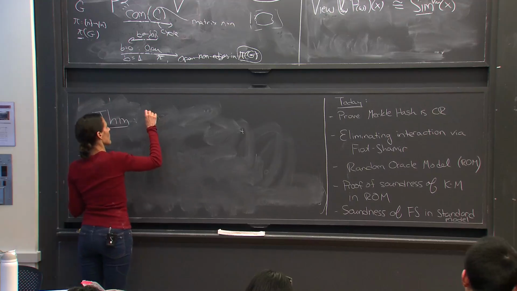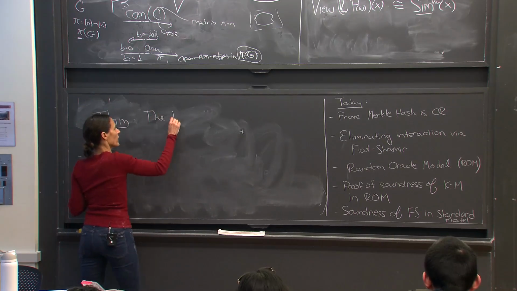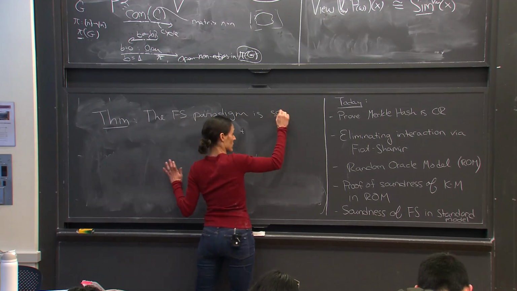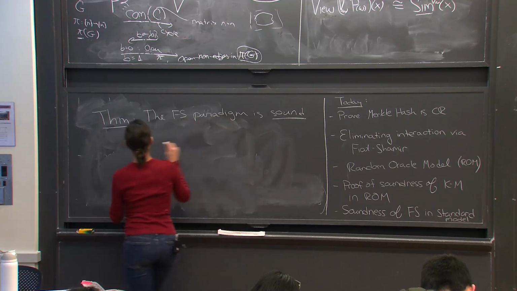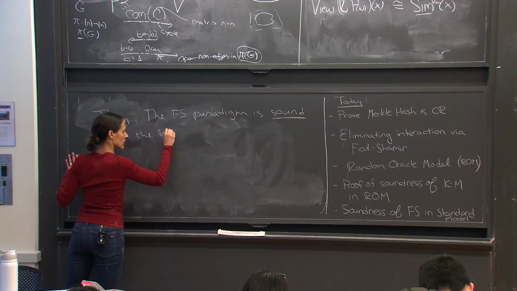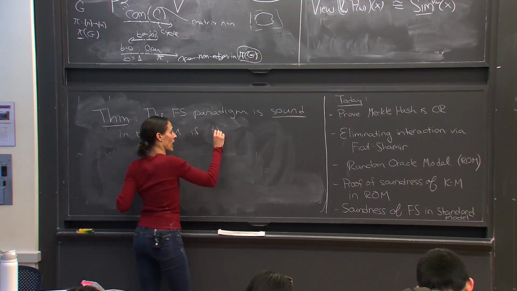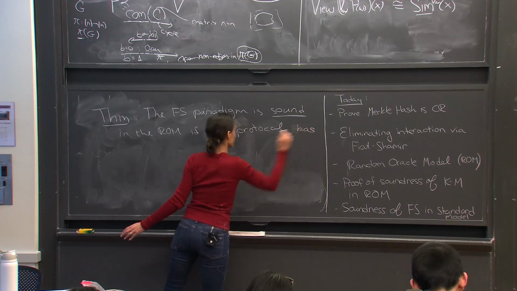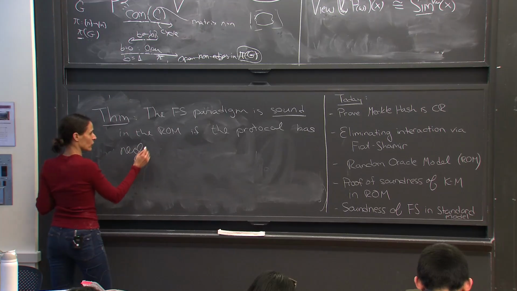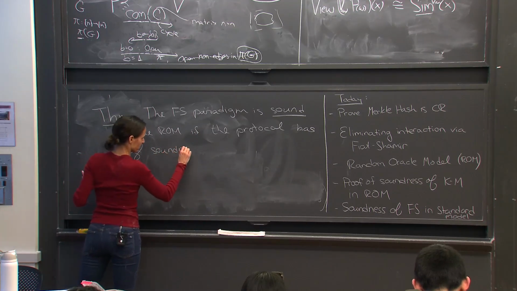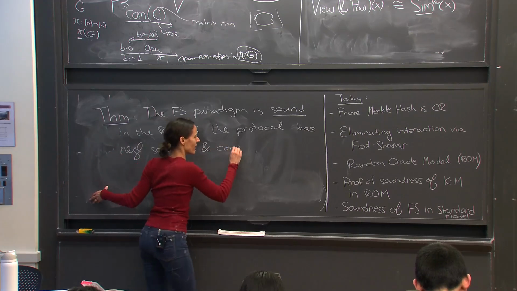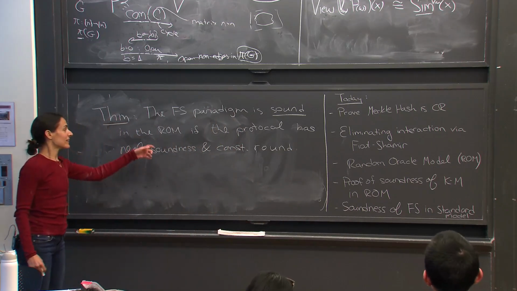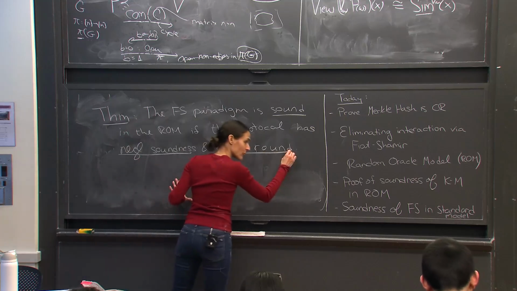So the theorem is that the Fiat-Shamir paradigm is sound, finally is sound, in the random oracle model, if the underlying protocol first has negligible soundness, and constant round. Okay, so if it has negligible soundness and it has a constant number of rounds, then it's sound.